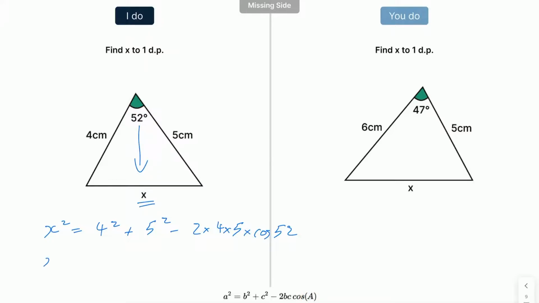Cool. So in this case, if you type that into your calculator, you get x squared as 16.37354... You don't want to round at this point because you want to square root that, and then when you round your answer, you get 4.0 centimeters to one decimal place.